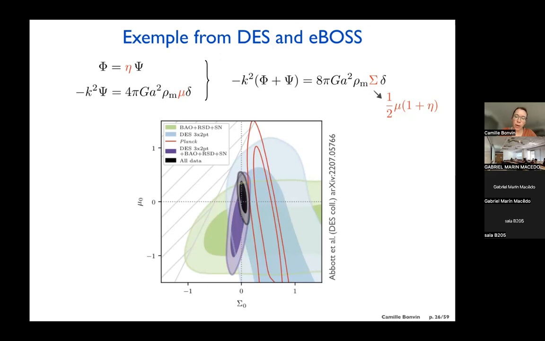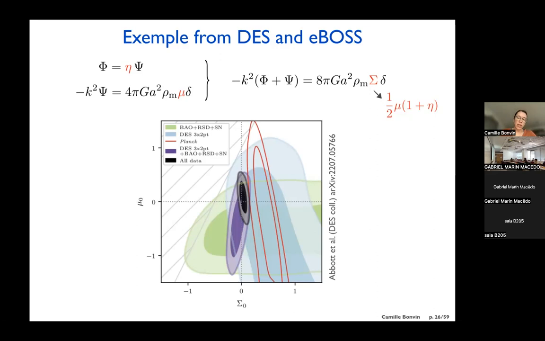So here you see a plot by the DES collaboration, the most recent measurement of modified gravity. And so what they do is the following. They combine redshift space distortion with gravitational lensing. So from redshift space distortion, they obtain this green region, this green constraint. Redshift space distortion is sensitive to mu via the growth of structure, but it's not sensitive at all to sigma. And then with gravitational lensing, they obtain the blue region.